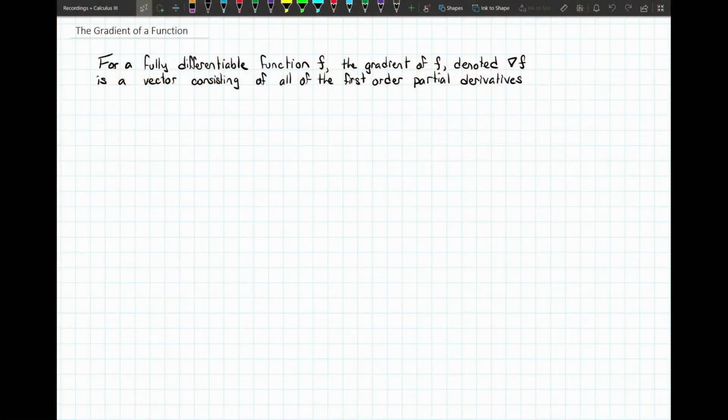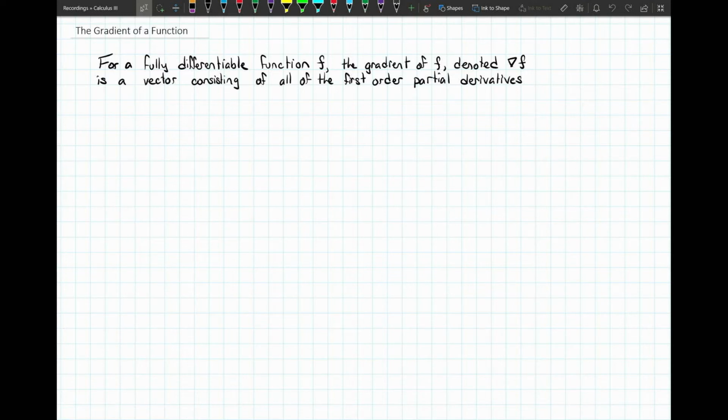Now, in this video, we're going to be focusing on the main properties of that gradient of f and what that vector actually implies, and also even how to visualize it. So why don't we start off with the definition again? If we have a fully differentiable function f, then the gradient of f, which we denote as nabla f, is a vector that consists of all of the first order partial derivatives of that function.